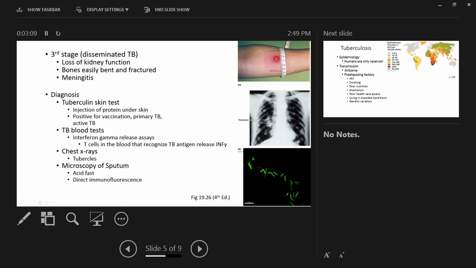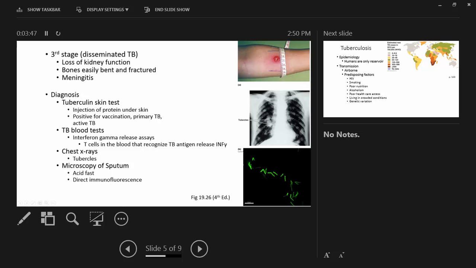All right, so if you have memory T cells that recognize the TB antigen, then you'll have a positive blood test, which means either you have primary TB or you've had primary TB and again your body cleared the infection, or you have active TB. So at least the advantage with the TB blood test is that it's not positive just because you've been vaccinated. But if you're positive for the TB blood test, then they need to know, well, do you have an active case or what's going on?